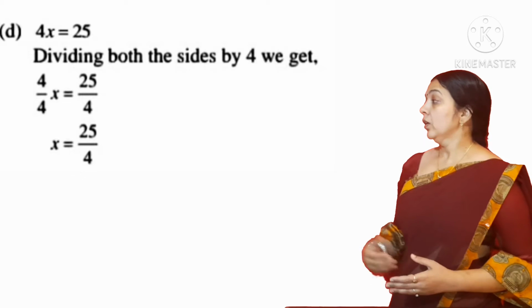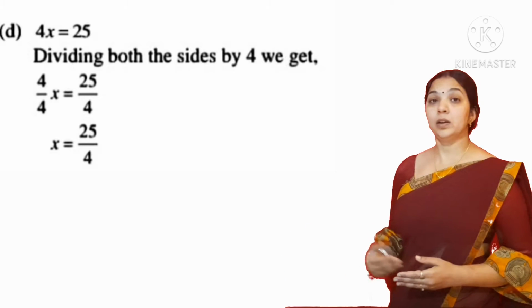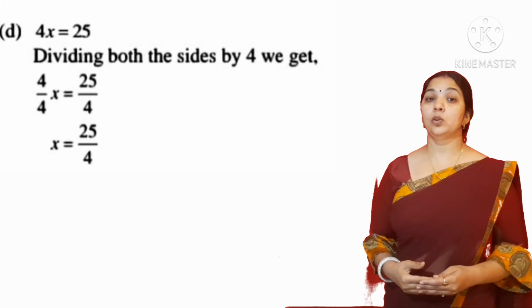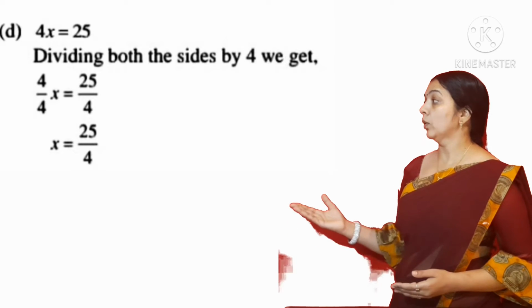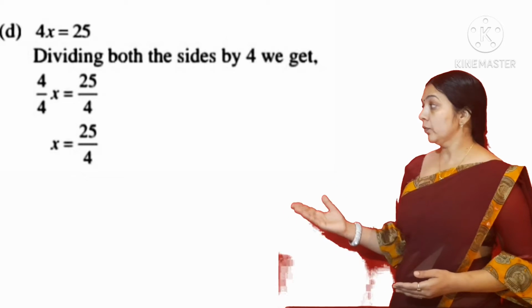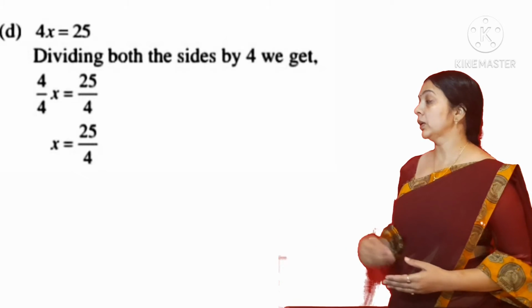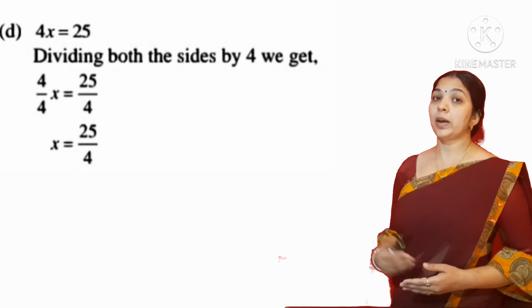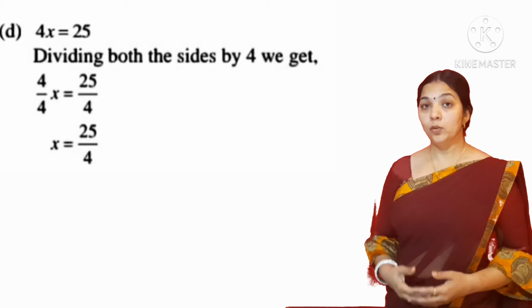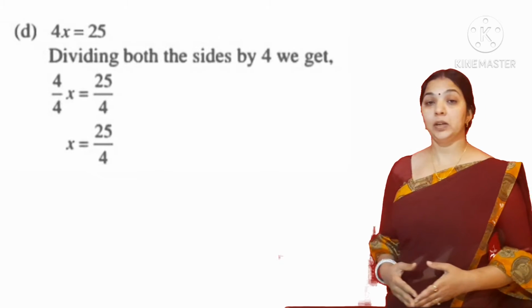Now part d, 4x is equal to 25. Here we have to again calculate the value of x. To calculate the value of x, we will divide by 4 on both hand sides. So 4 upon 4 will be cancelled out on the left hand side, and 25 upon 4 will be the answer. So x is equal to 25 upon 4 is the solution for this given equation.